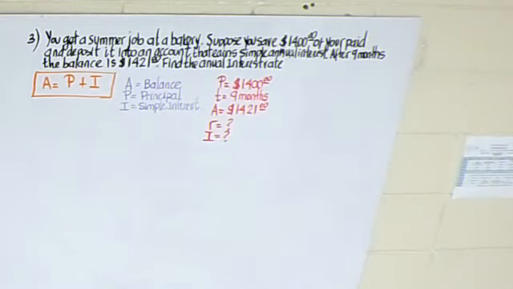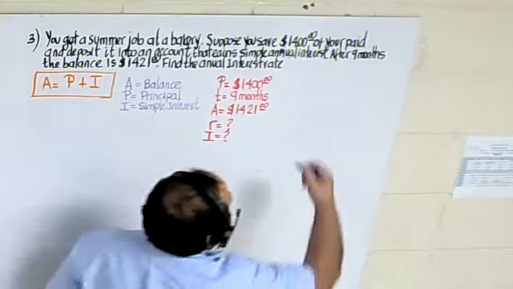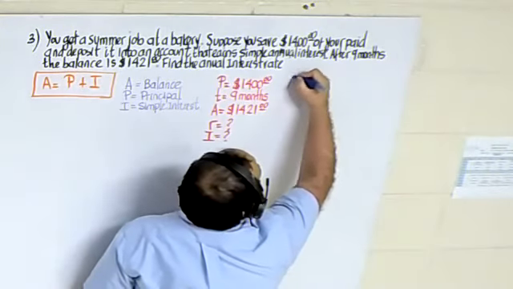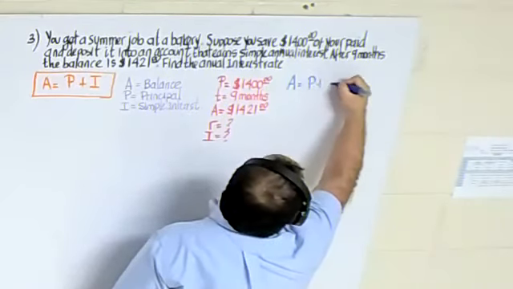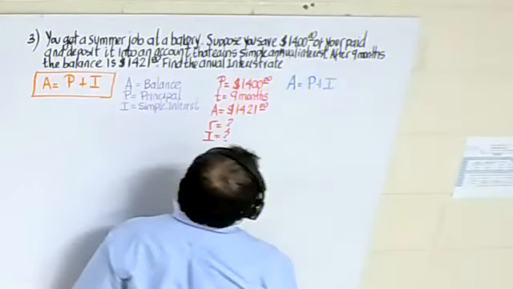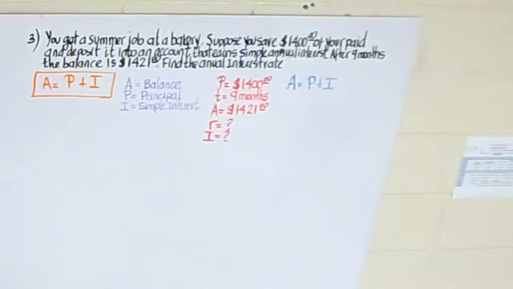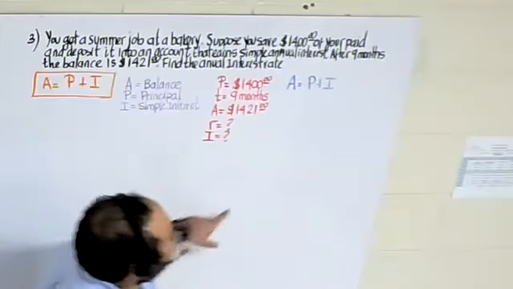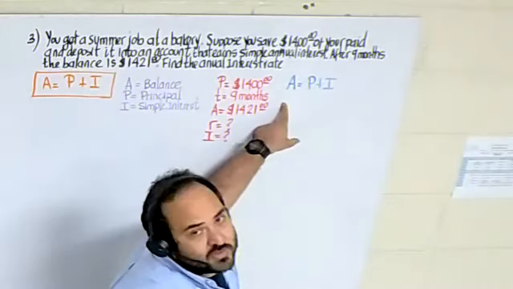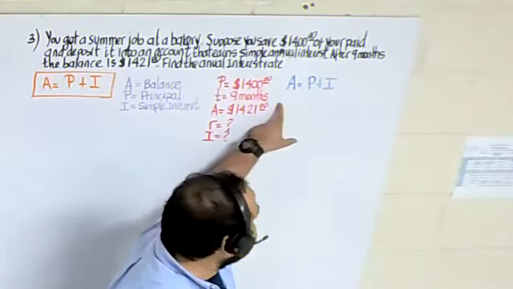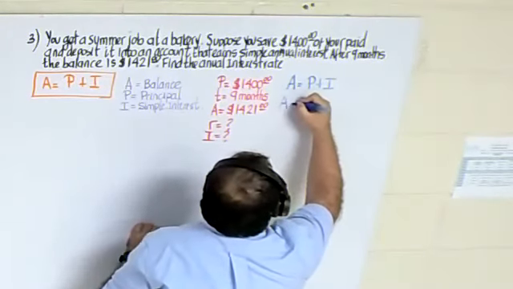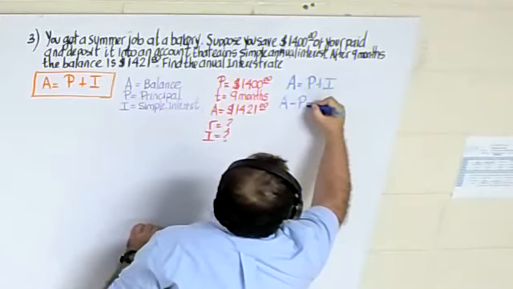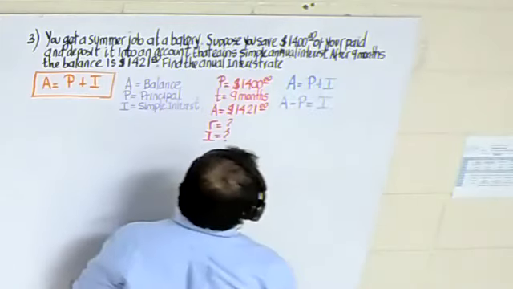And remember, we got this formula. The balance is equal to the addition of the principal plus the interest. If you really want to know the value of the interest, this letter P is adding, so it passes to subtracting. Perfect. A minus P equals I.